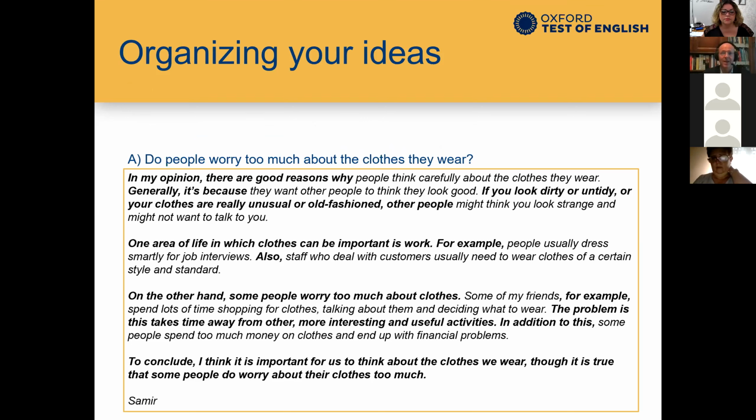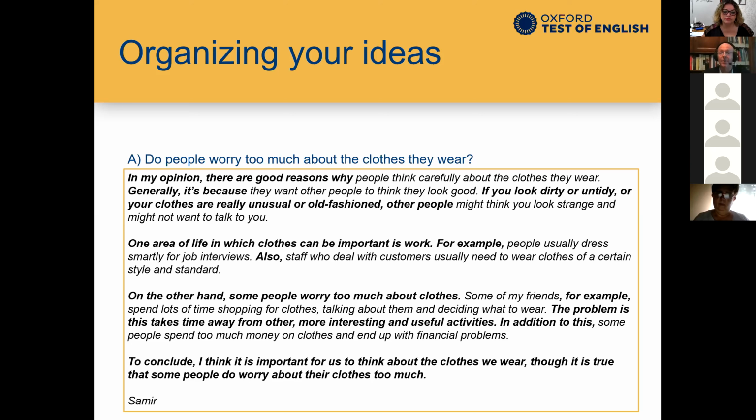Now, look at that. We begin with, in my opinion, which is a great way to say, I'm presenting an opinion here. Okay, 3 words. In my opinion, there are good reasons why. Be careful. We don't say the reason because. We say the reason why. I know it's not a question, but this is a frase hecha. It's a set expression. The reason why.